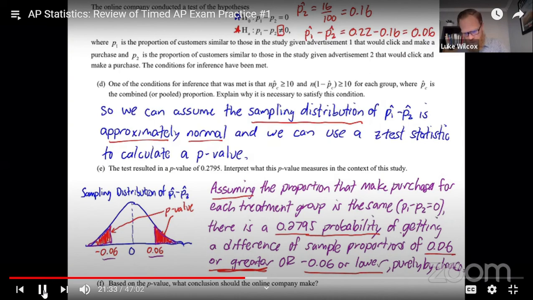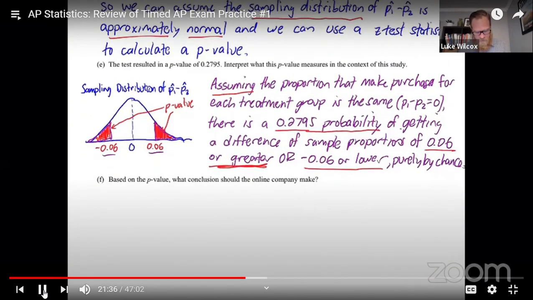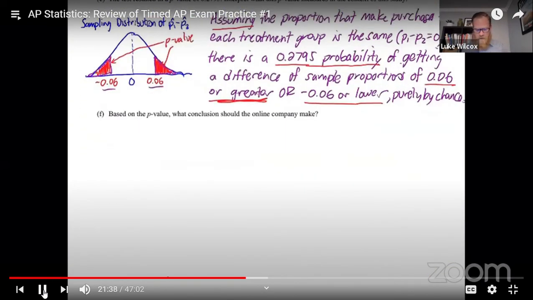Okay, so let's move on to the next part. It says, based on the p-value, what conclusion should the online company make? Now, I'm hoping this one feels very comfortable to you. Essentially, what we're looking for here is a conclusion to the significance test, where we look at the p-value and we have to make some decision about the null hypothesis. And there's a pretty good formula for what this should look like. So we're going to start with because, and we're going to compare the p-value to the significance level.